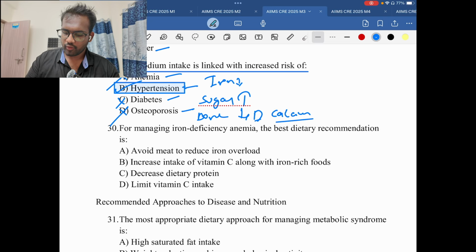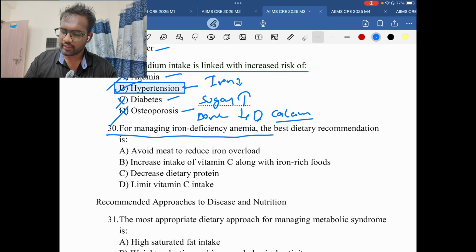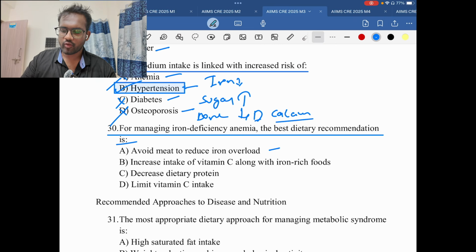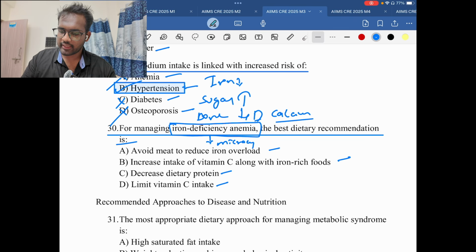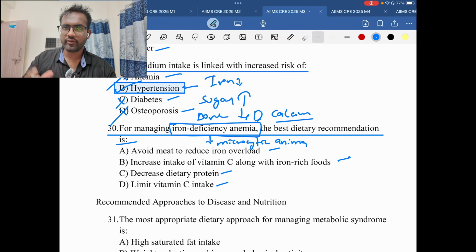Question number 30. For managing iron deficiency anemia, the best dietary recommendation is: avoid meat to reduce iron overload, increase intake of vitamin C along with iron-rich food, decrease dietary protein, or limit vitamin C intake. So always remember, iron deficiency anemia is also called microcytic anemia.